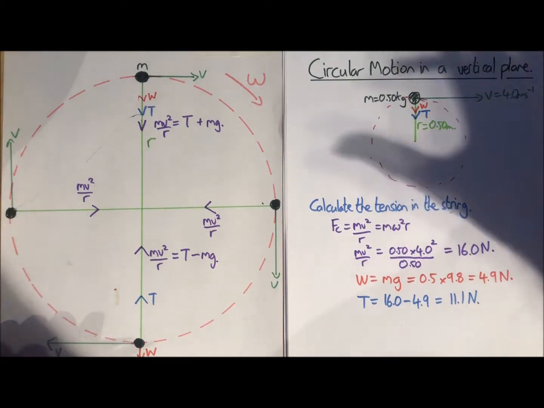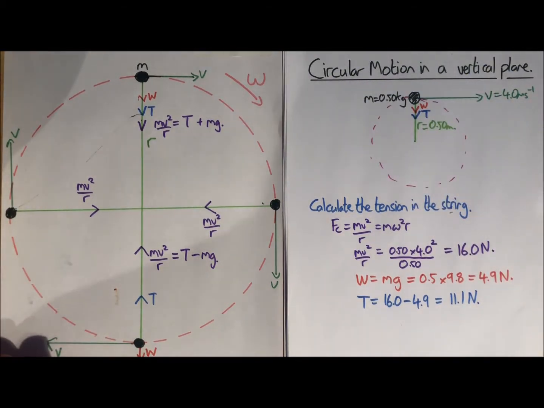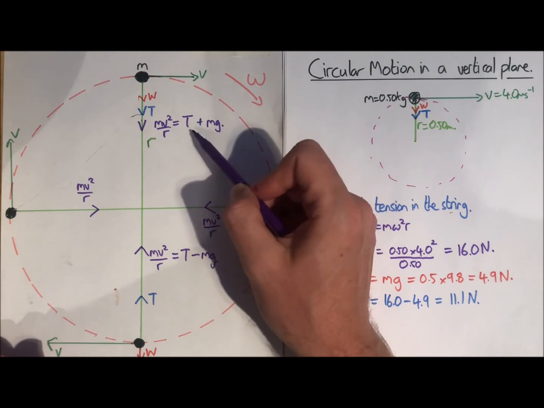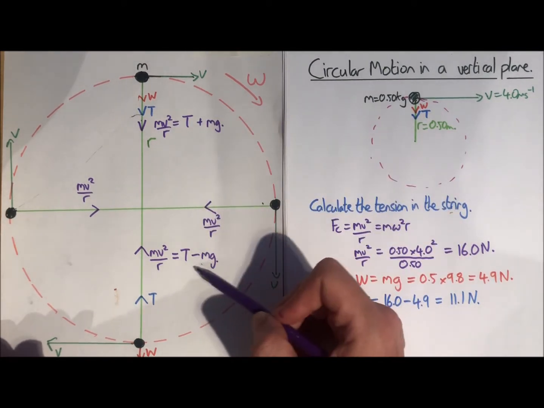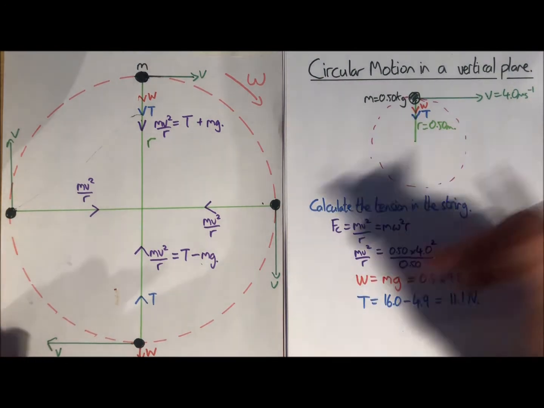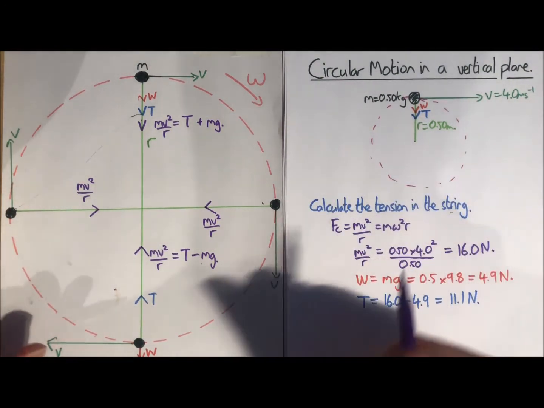And what you'll quite clearly see from that is that the tension is going to have to vary throughout this cycle. Here, it doesn't have to be so large because the weight helps it. Here, it has to be quite large because the weight's acting against it. So it's got to overcome that and provide the centripetal force. And that has a couple of effects in two different contexts we're going to look at.